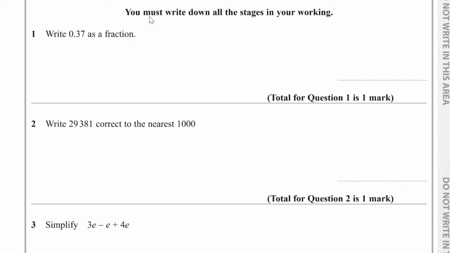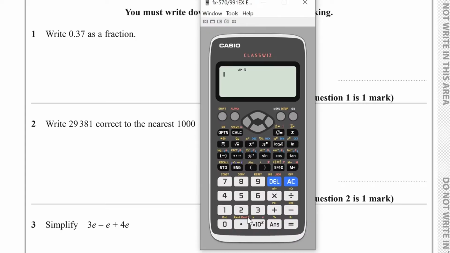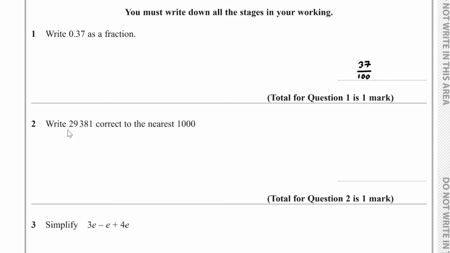So for question number 1, we have to write 0.37 as a fraction, and to do this simply type the decimal into your calculator. So we type in 0.37 and it turns out we get 37 over 100.